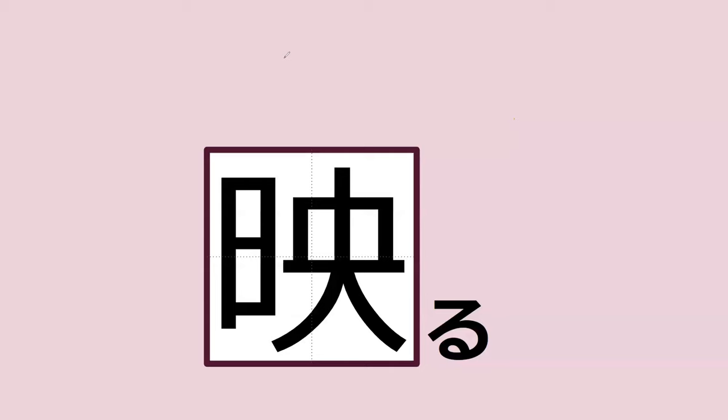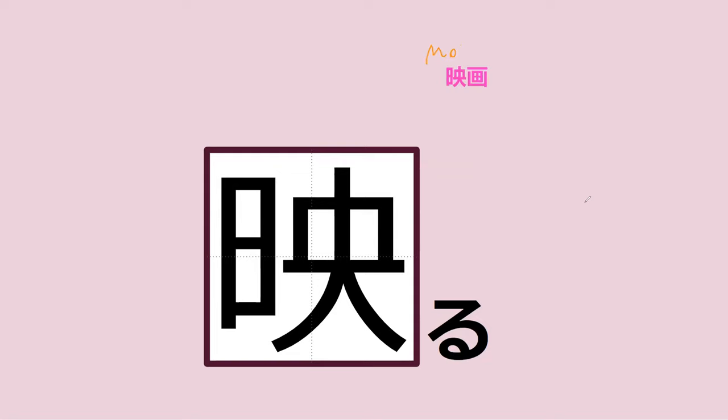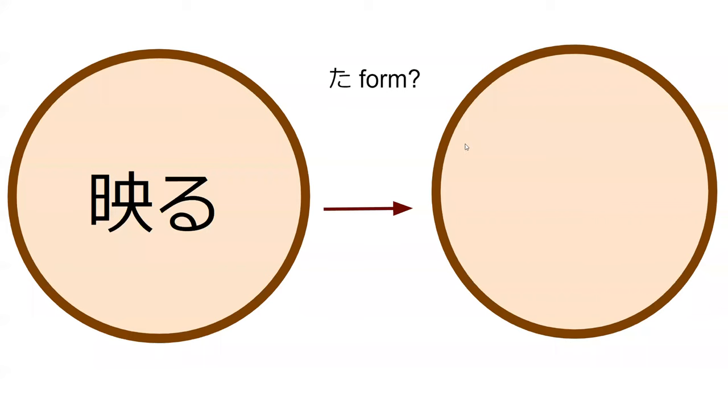This right here is utsuru, which is a u verb, so r plus u. Utsuru is to reflect. So you'll see this kanji in eiga. You know what an eiga is? Eiga is a movie. So the utsu from eiga is utsuru. What is the ta form of utsuru? Utsurareru. No, no, no. That would be passive form. Utsutta. Yeah. Perfect. Utsutta. Nice little glottal stop. Perfect.